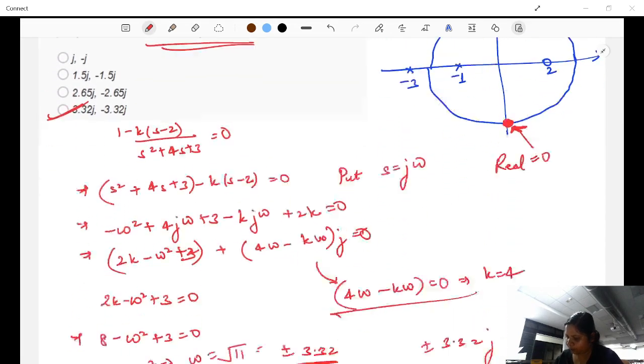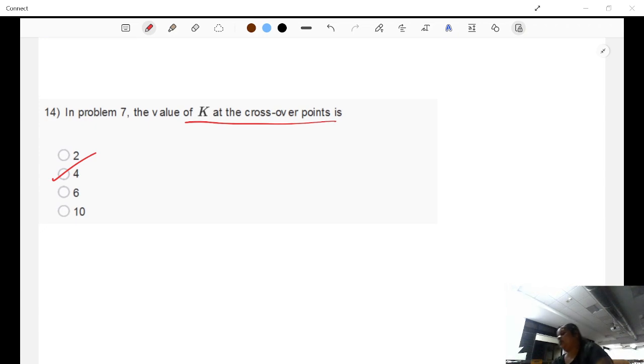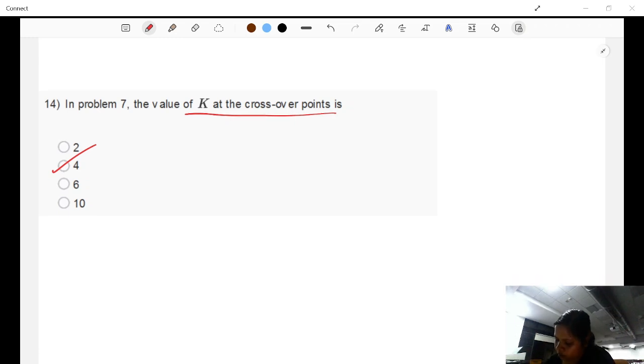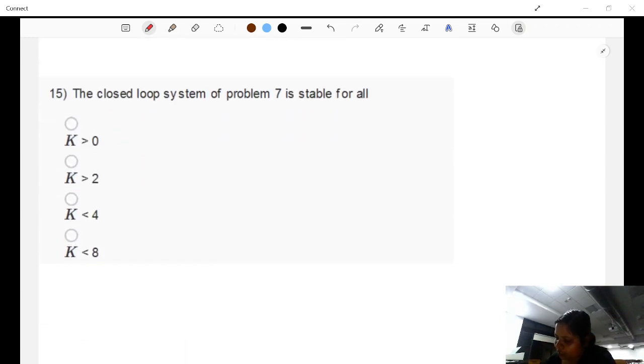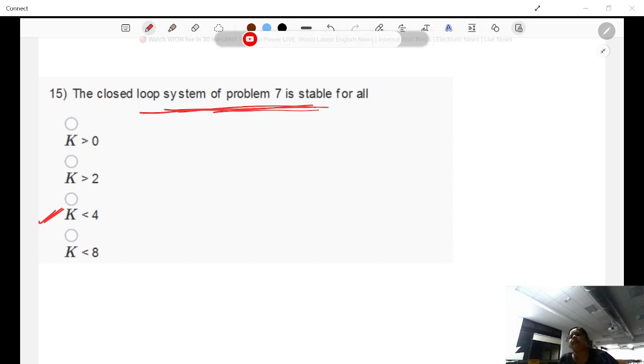But before that, you could say k less than 4 because if you move, okay, I'll show you why it is k less than 4 again. But before that, if I asked you to confirm this k less than 4 with the help of Routh-Hurwitz stability criteria, would you be able to do? Yes, madam.